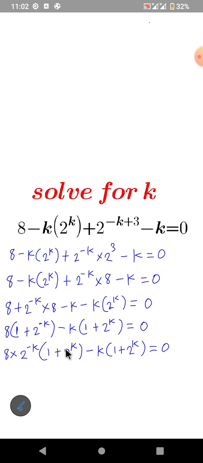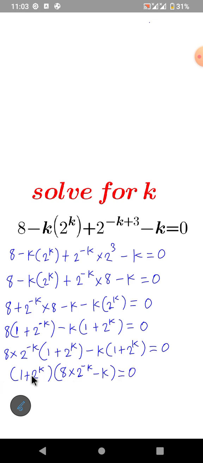So now, since we have 1 plus 2 raised to the power of k in this bracket here, and we also have it here, I can pick one of it. I'll say 1 plus 2 raised to the power of k, close bracket, then I'll open a new bracket. Now take this expression and this. So here will become 8 multiplied by 2 raised to the power of minus k, close bracket, and all equal to 0. So I have finished factorizing this.